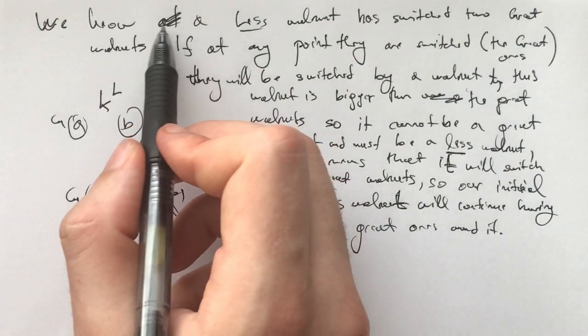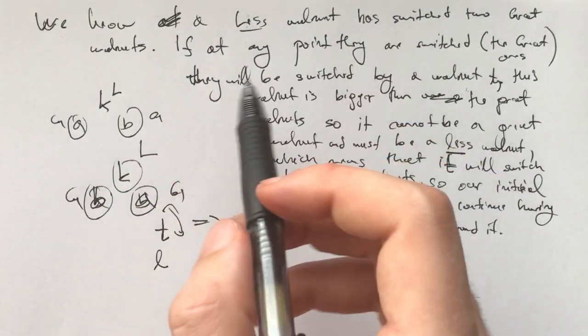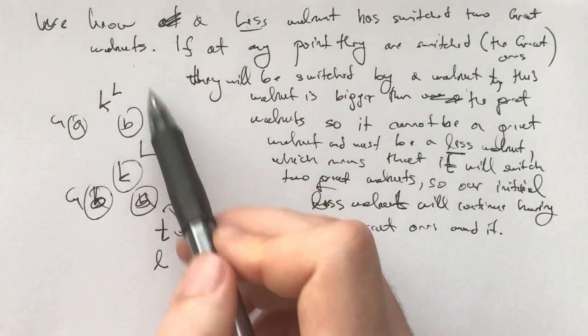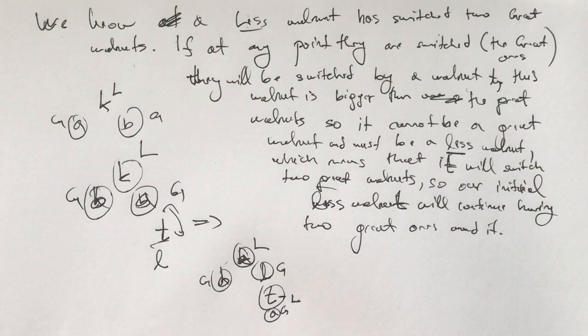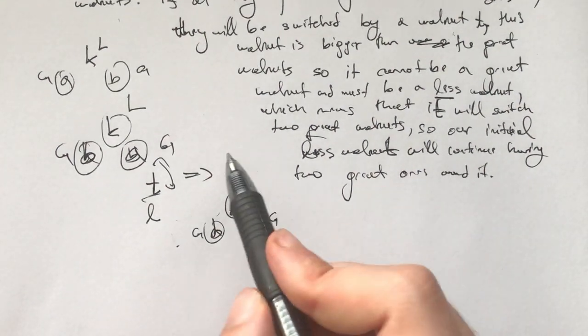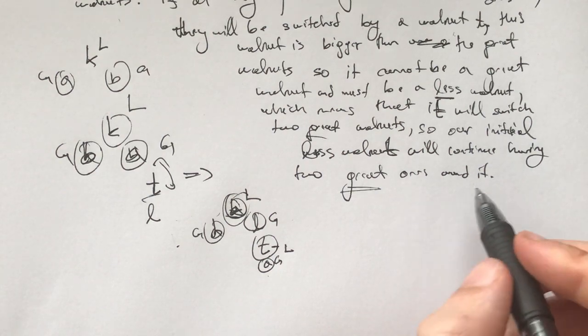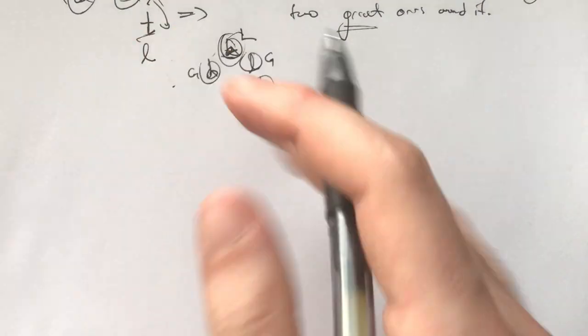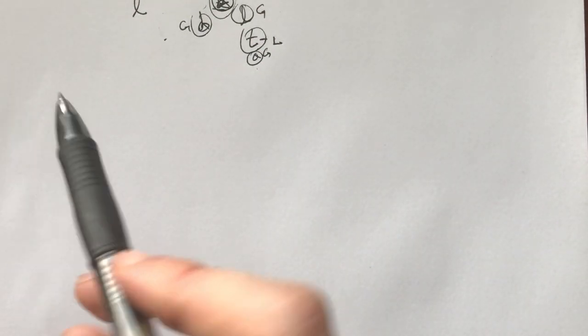This is how we prove that the less walnuts will have two great walnuts around them at the end, because we know it has that at the beginning, and anytime a switch happens, it will be from a walnut which is less than. That means both of the walnuts on its sides will be greater, which means that this initial walnut will continue having two great ones around it. And now the proof for the other claim, that at the end every great walnut will be surrounded by two less walnuts.